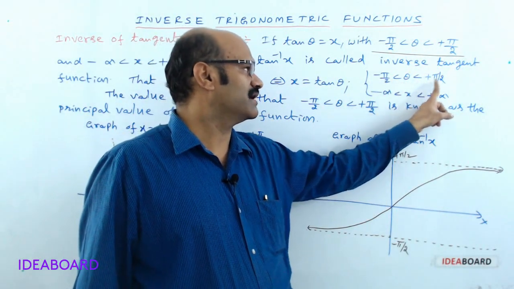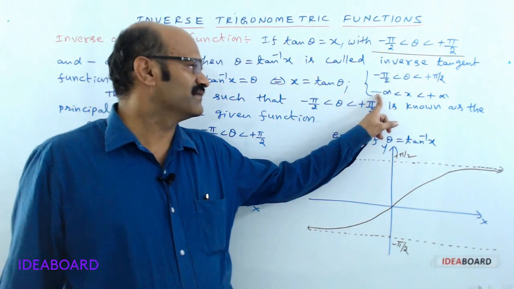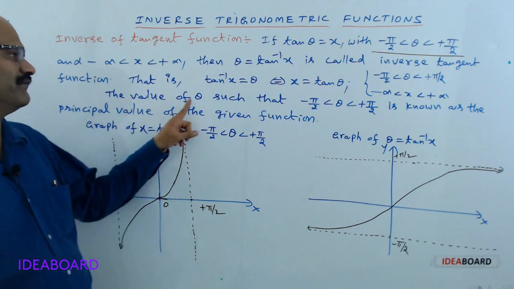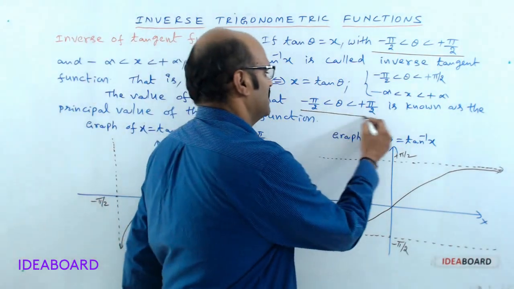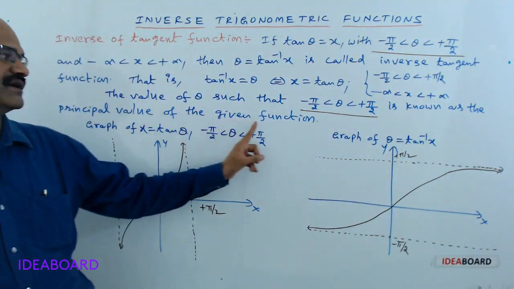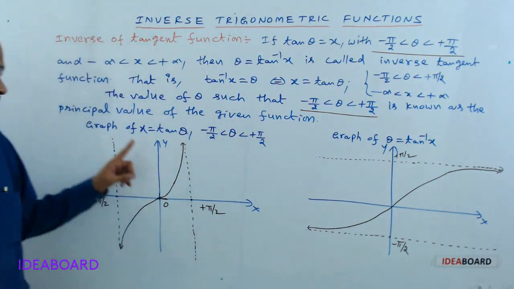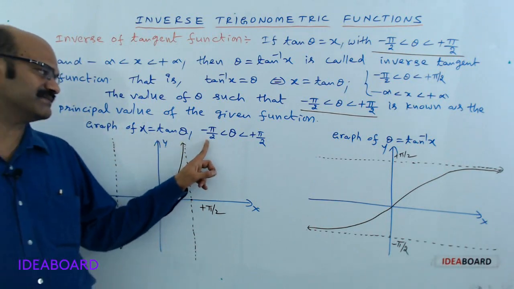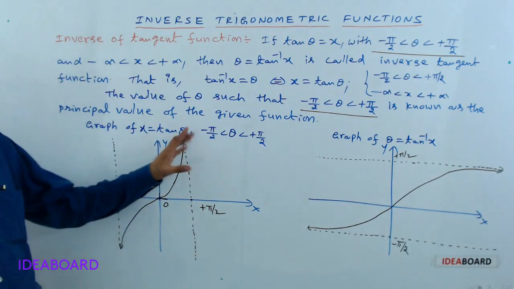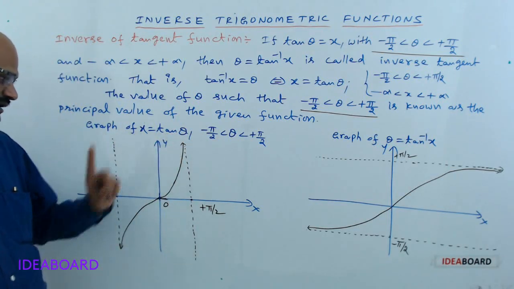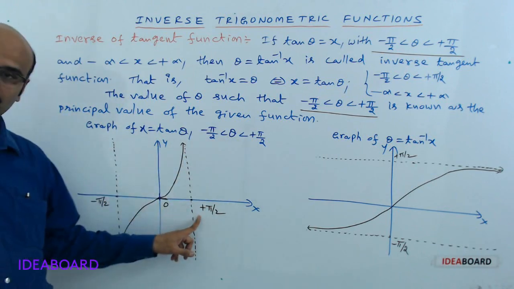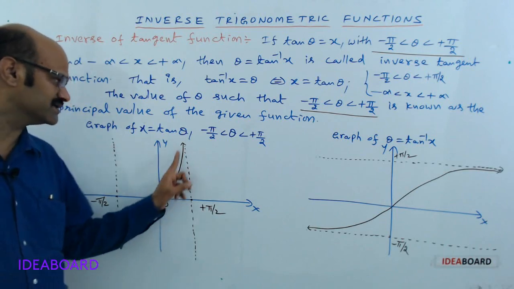Minus pi by 2 less than theta less than plus pi by 2, minus infinity less than x less than plus infinity. The value of theta such that minus pi by 2 less than theta less than plus pi by 2 is known as the principal value of the given function. Now here, the graph of x equal to tan theta, minus pi by 2 less than theta less than plus pi by 2. The graph of x equal to tan theta is between minus pi by 2 and plus pi by 2. This is the graph. Clearly, this function is bijective.